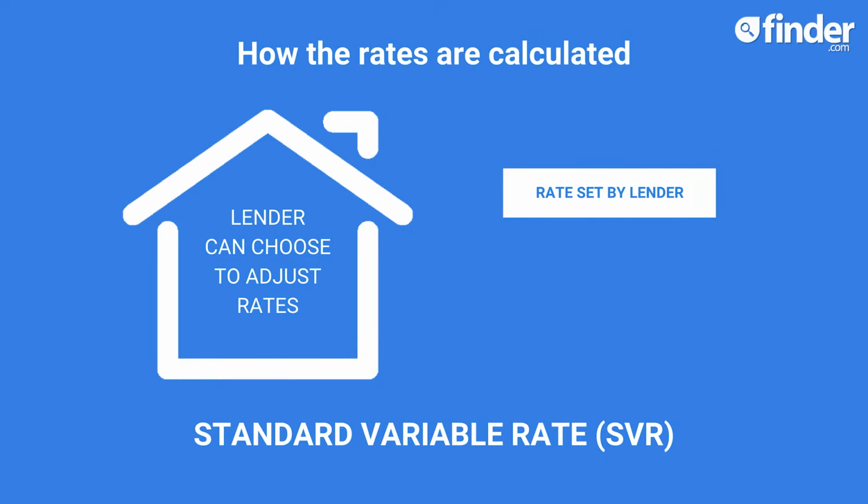This is because standard variable rates are set by your lender. But while these mortgage rates are calculated independently from the base rate, they are heavily influenced by it. So if the base rate goes up by 0.5%, you'd probably expect to see your standard variable rate go up.